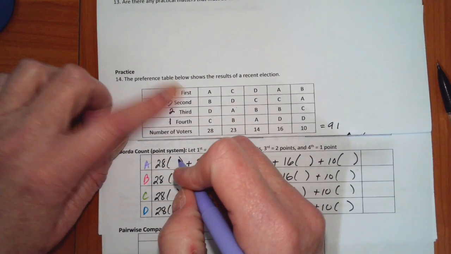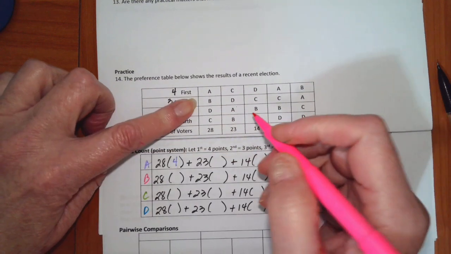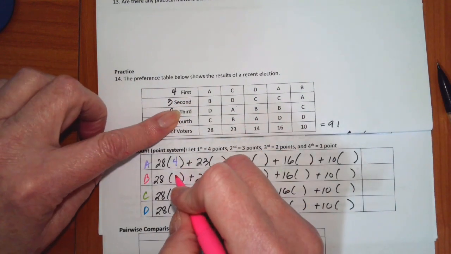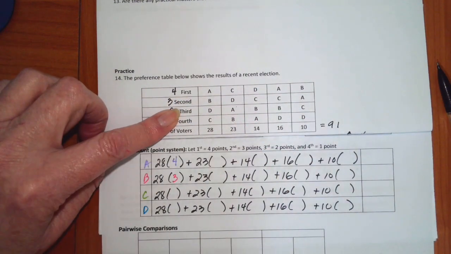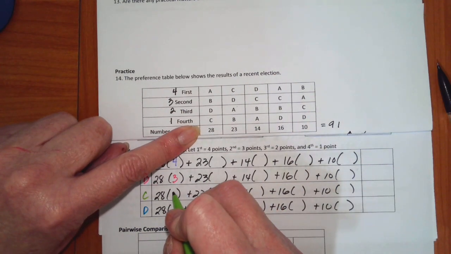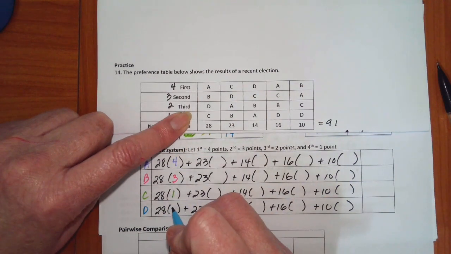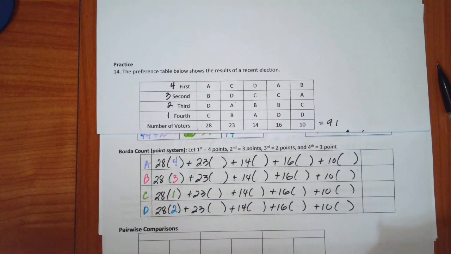A came in first, so A gets 4 points. B came in second, so B is going to get 3 points. C came in fourth, so C is going to get 1 point. And D came in third, so D is going to get 2 points. Again, whichever way you look at it, you're going to get there.